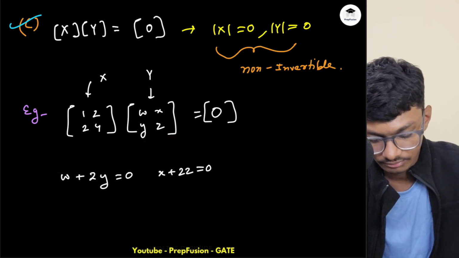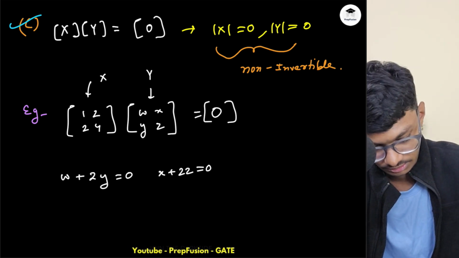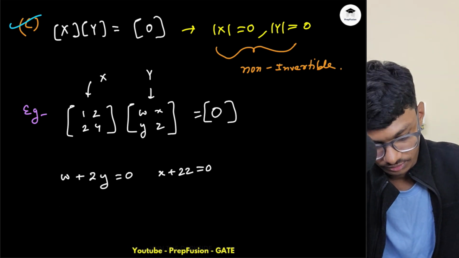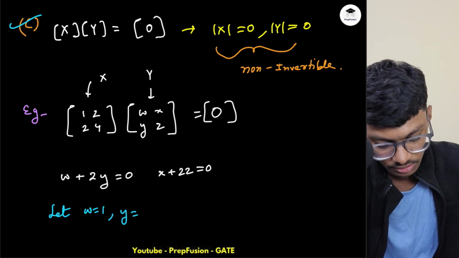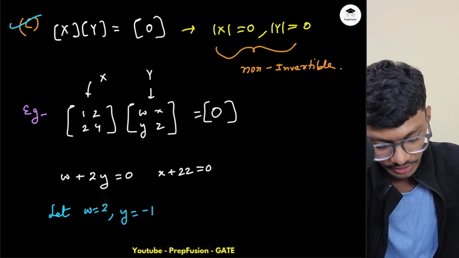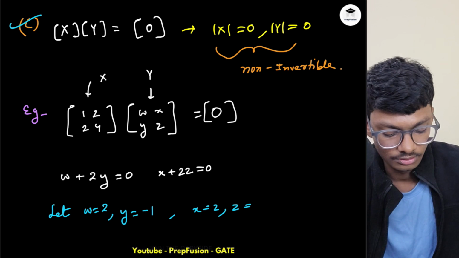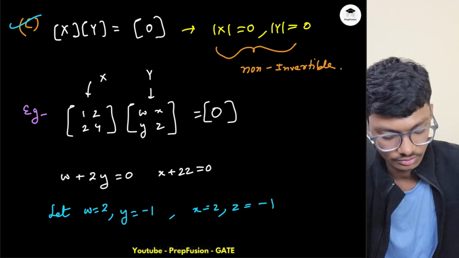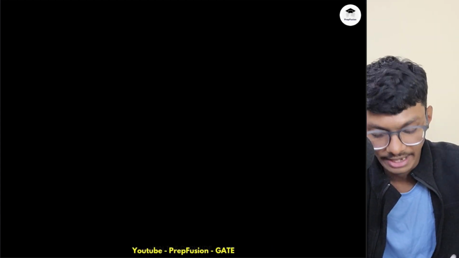So basically I have infinite solutions over here, whatever value I choose. Let me choose w equals 2, then y has to be minus 1, and let x equals 2, then z has to be minus 1. Let me just put this up and back calculate whether this is equal to a null matrix or not.